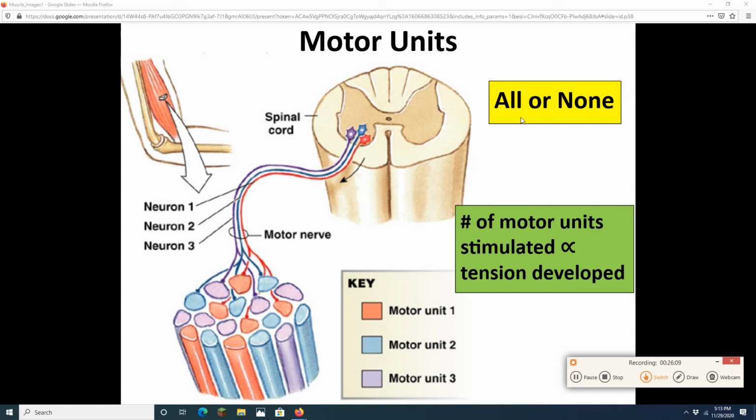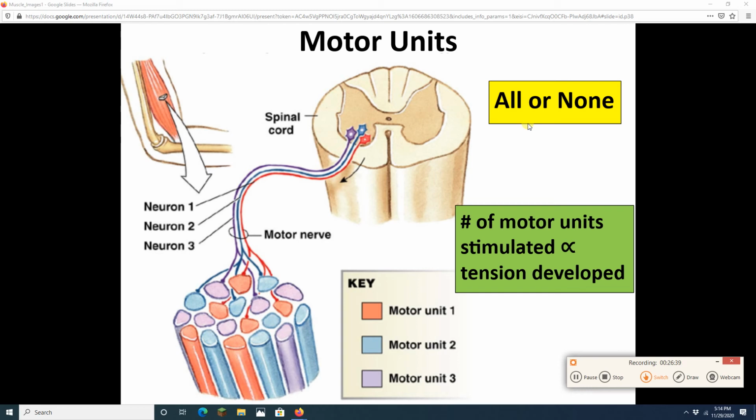Every muscle fiber individually is all or nothing. But I can vary how many muscle fibers I contract. Maybe I contract 10, maybe I contract 20, maybe I contract 30. Depending on how many muscle cells in my deltoid actually contract will determine how much tension I create. If I contract more muscle cells, I get more tension.